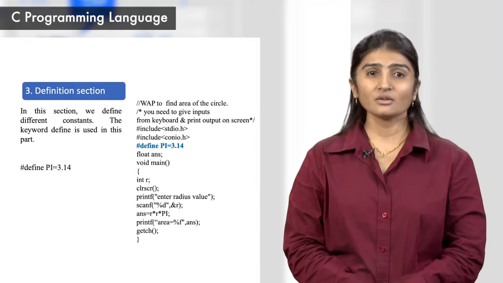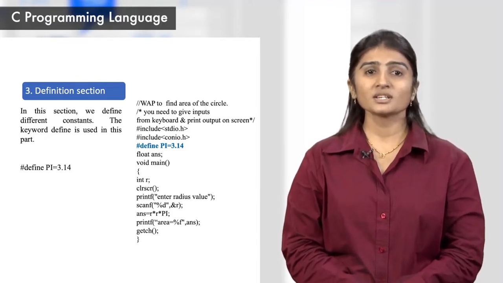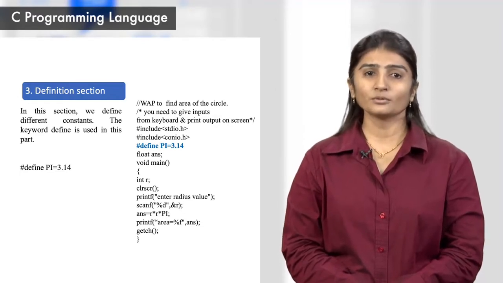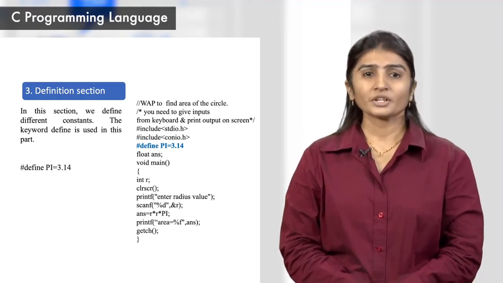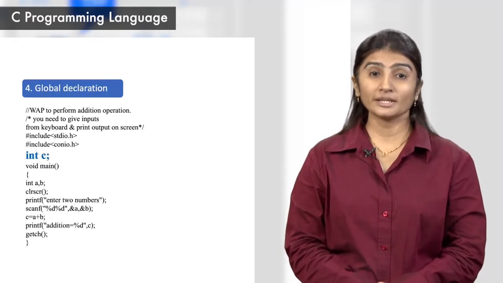So this is the way to define that constant. In this definition section, we will define constants or similar types of variables. Now come to the next section, it is global declaration.